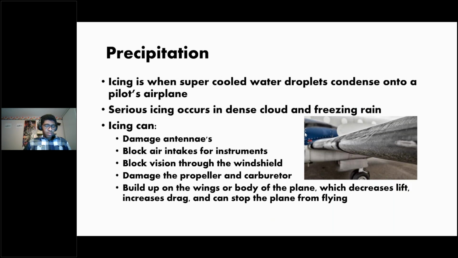In a propeller plane, it can really damage the propeller if you have ice forming on it. And the carburetor, which is basically something within the engine that regulates how much fuel goes into the engine. If you have ice going in there, that can really damage the engine, right? Because the engine gets confused. Okay, is this fuel or not? I have to deal with this water, that sort of thing.